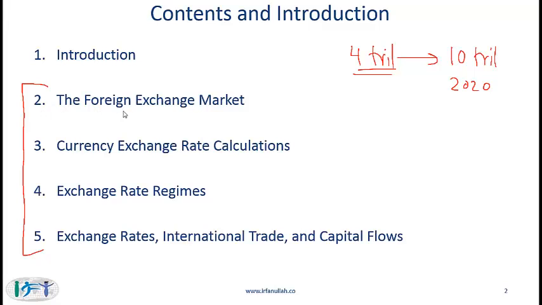Section 2 deals with the foreign exchange market. We'll talk about basic conventions in the currency market and a little bit about the market itself. Section 3 deals with currency exchange rate calculations. Here we will learn how to calculate a cross rate and forward rates. Then we will get into different exchange rate regimes. And what we mean here is whether a monetary authority pegs its currency against another or lets the currency float. And finally, we will talk about exchange rates, international trade, and capital flows.